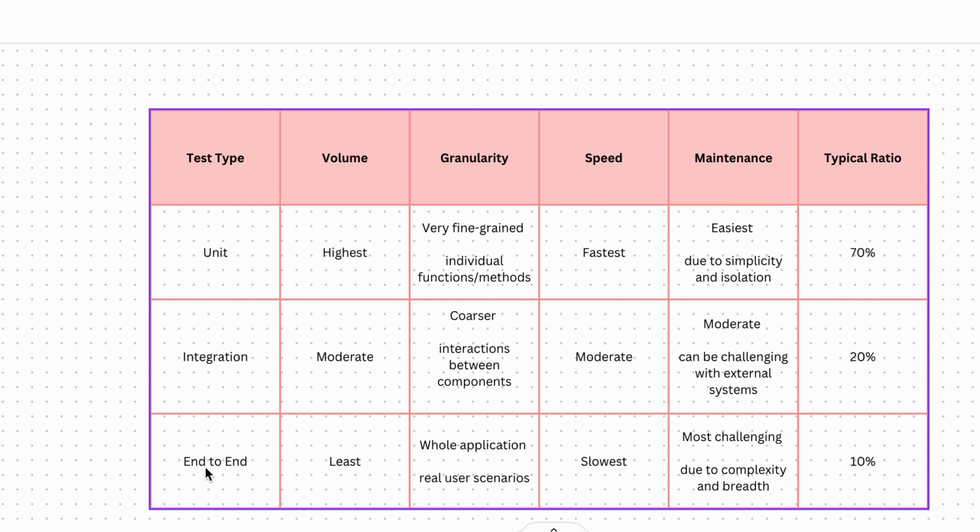Coming to end-to-end tests, you want to have the least number of end-to-end tests because these take a lot of time to run. Granularity wise, you are testing the entire application end to end, from when a user clicks on a button to when he finally gets the response. These are slowest and most challenging to maintain. And you typically want to have around 10% of your tests which are end to end. So this is at a high level what you need.